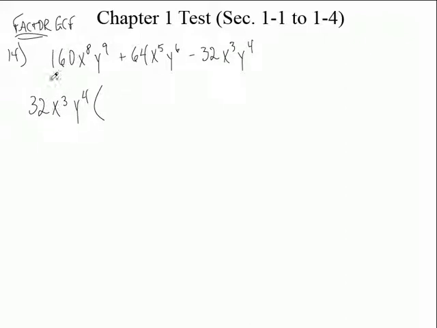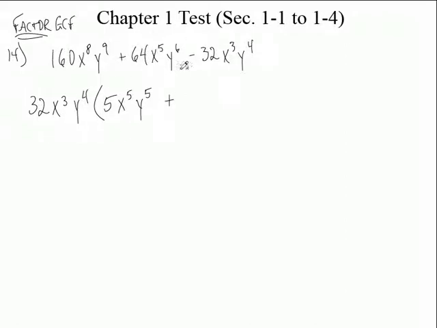So let's do this. 160 divided by 32, and that's 5. X to the 8th divided by x cubed. Remember the rule for division with exponents? You subtract the exponents from each other. So 8 minus 3 is 5. So this is x to the 5th. Then y to the 9th divided by y to the 4th, same rule. Subtract 9 minus 4, and that's 5 as well. And let's see what else is inside of here. Put a plus, because that plus.